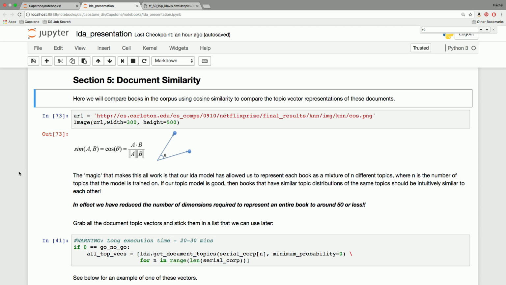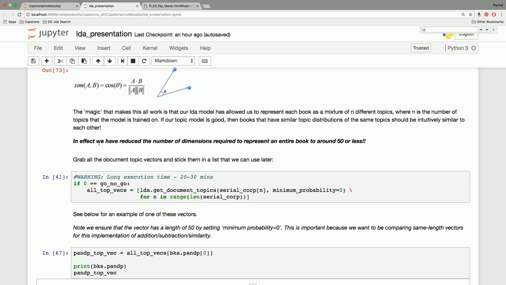What we'll use to examine those and to numerically quantify their similarity to one another is cosine similarity, which some of you may be familiar with. It's a calculation that gives you a number that tells you about the separation of vectors from one another, in this case topics.